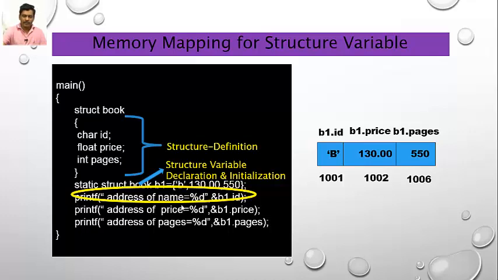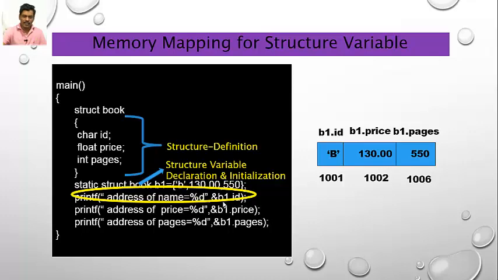Then printf address of name equal to %d and &B1.id. If we just put B1.id, it refers to B1.price, which refers to 130. B1.pages refers to 550. And the address of B1.id is 1001, and &B1.price is 1002, and &B1.pages is 1006. Here we put &B1.id.